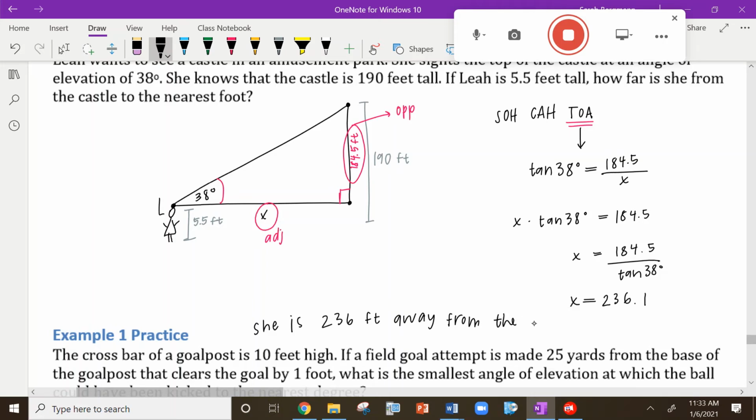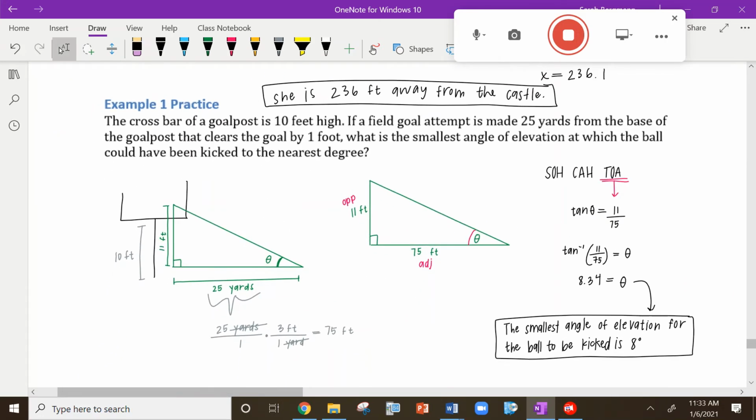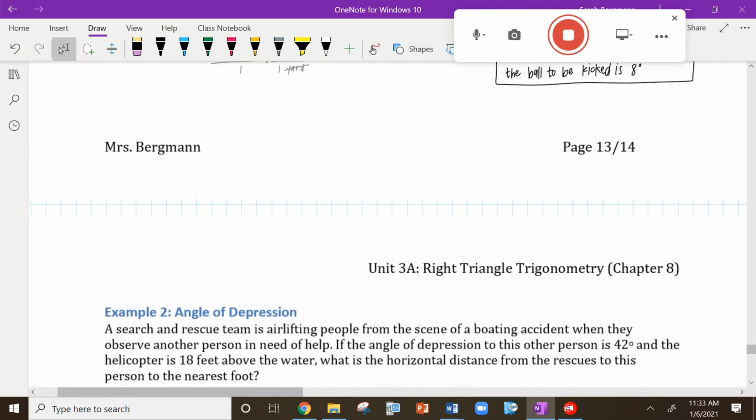Pause the video and try the practice problem below. Here's the correct answer. Let's do one with angle of depression.